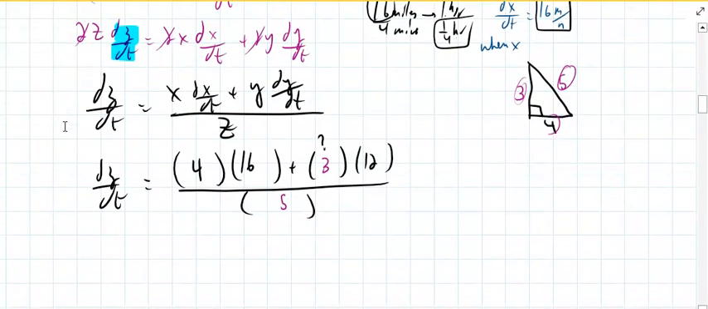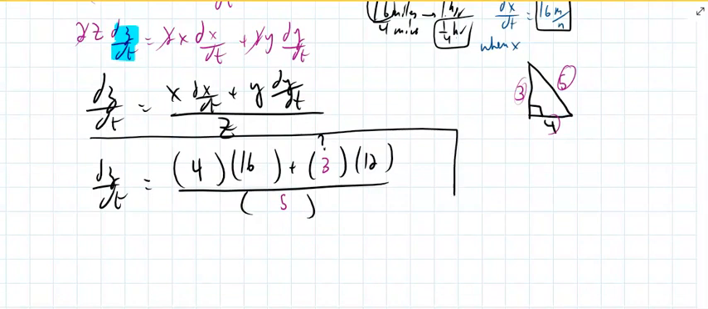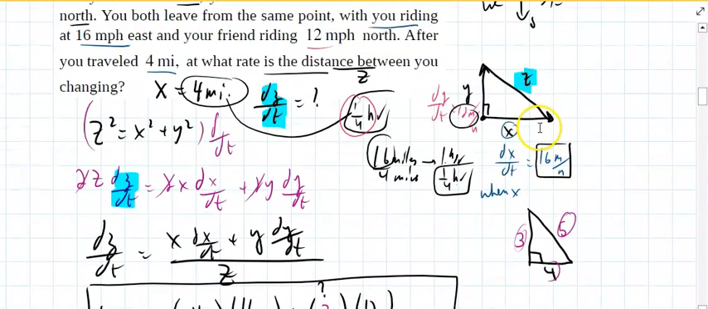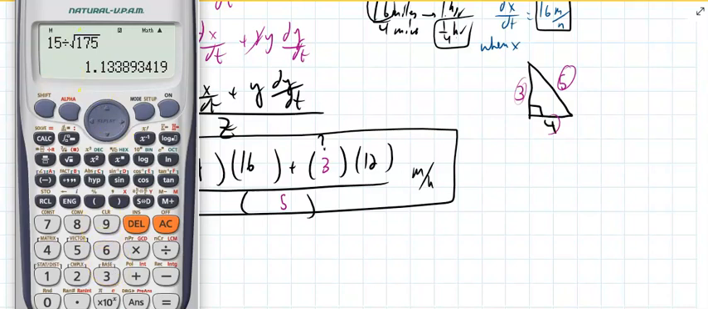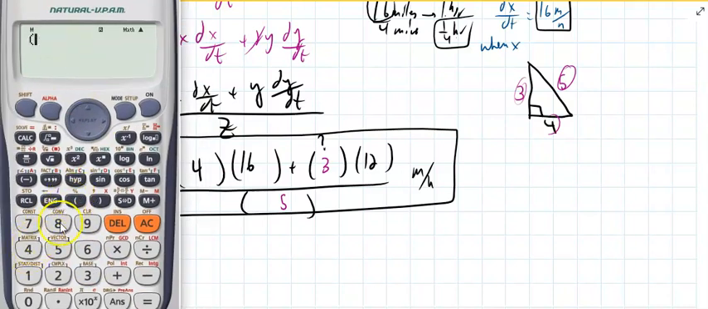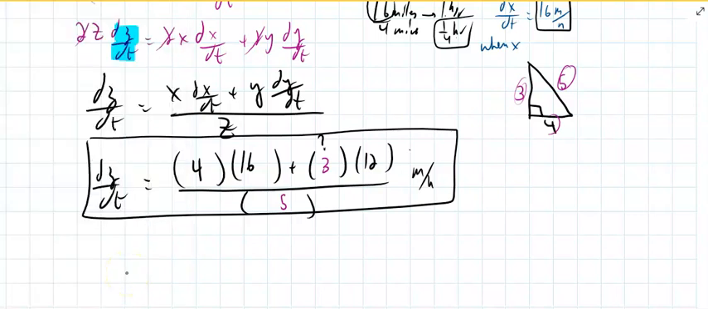Now you could leave your answer like that on a test again, but what I want is the units. The units for z, which is distance, is miles per hour. mph will do, miles per hour will do. And of course, you can plug this in a calculator or do it by hand, whatever makes you happy. So if I take 4 times 16 plus 3 times 12 and divide that by 5, it's 20. So the distance at that time is increasing at a rate of 20 miles every 1 hour.